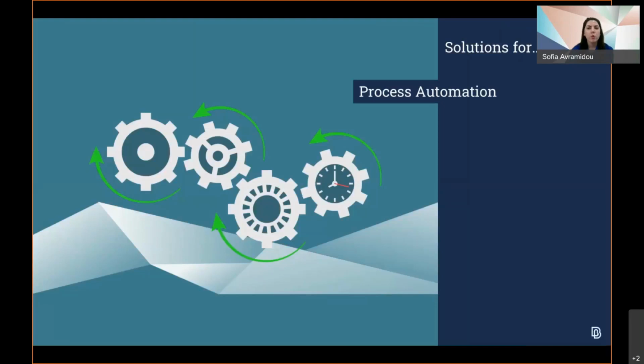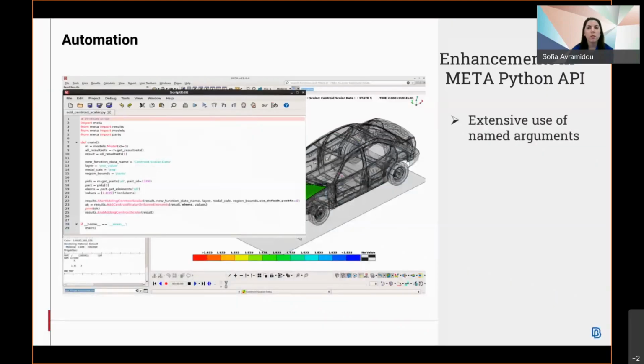Now, in the area of process automation, we've got some enhancements in the MetaPython API with the extensive use of named arguments and the support of using meta objects as arguments. For example, in cases where previously we had to create the element IDs or types and give them as arguments, now we can use directly the objects, resulting in simpler syntax.